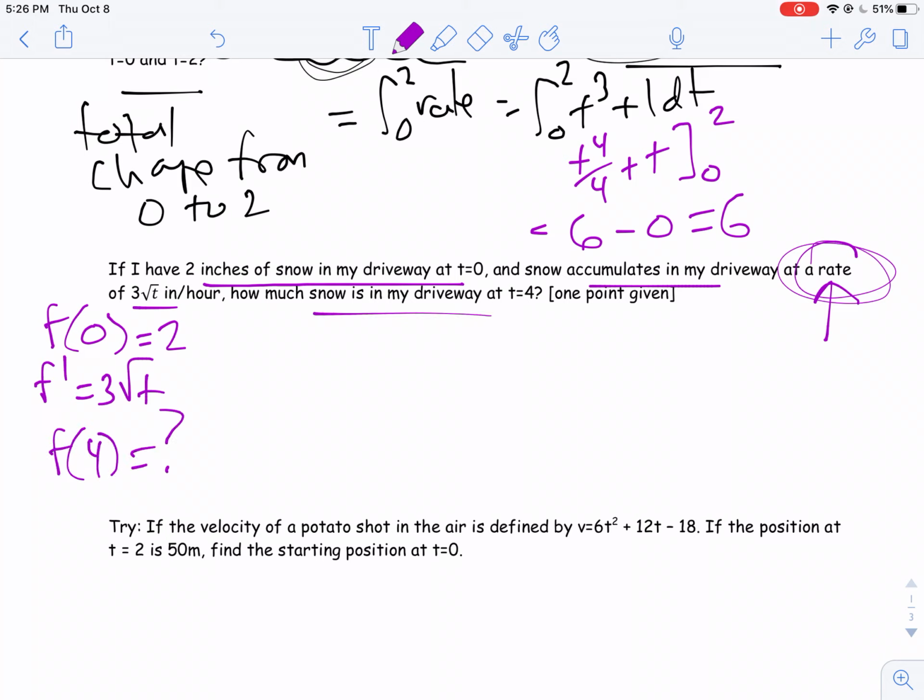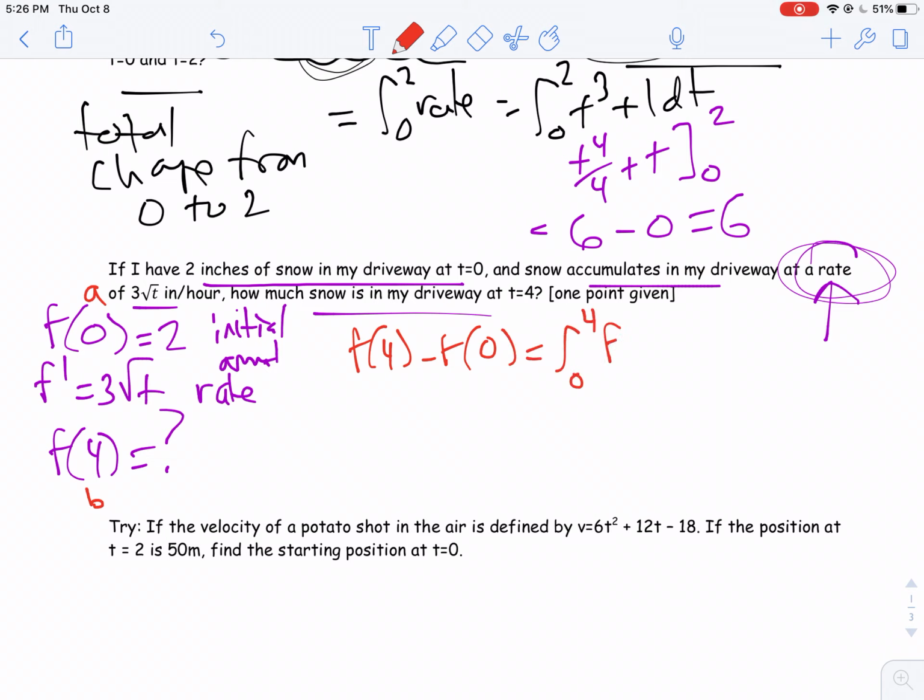This is a great kind of problem where you want to use the fundamental theorem, because they give you a rate, they give you an initial amount, and they ask you about the other one. That's just the kind of problem that the fundamental theorem is great for. So right there, there's your a and your b, right? You have the 0, you have the 4. So it's saying f of 4 minus f of 0 equals the integral from 0 to 4 of my f prime.